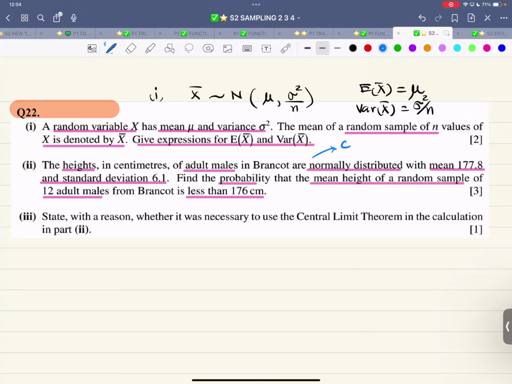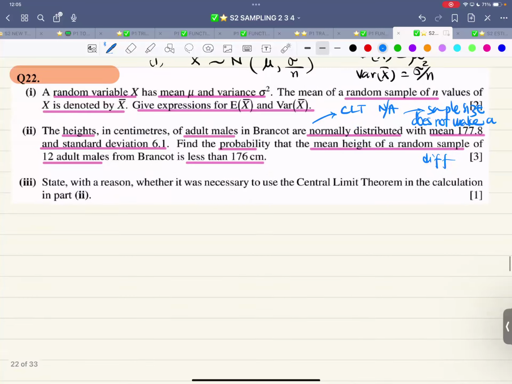Already normally distributed, CLT not applicable. And since CLT is not applicable, it's all about the sample size. Therefore, sample size does not make a difference. So over here, you see that the sample size is 12. So what difference does it make? It's already normal. Even if the sample size is 2, it would work. Even if the sample size is 1, it would work.